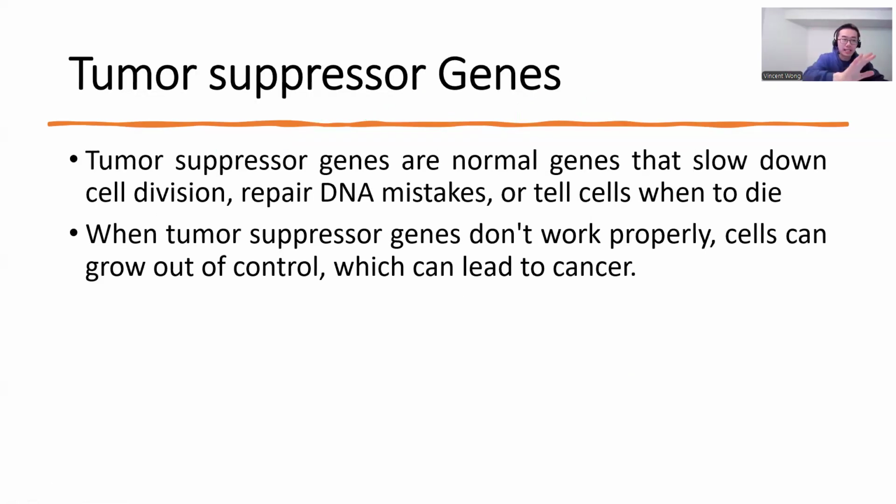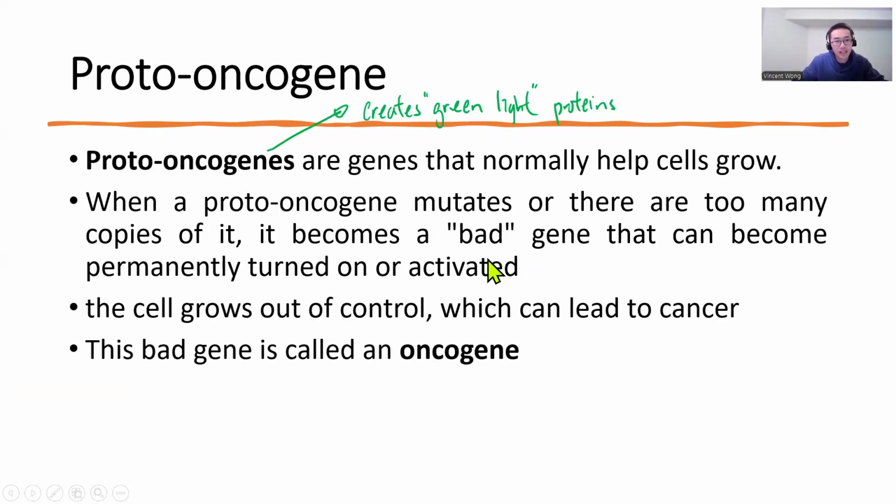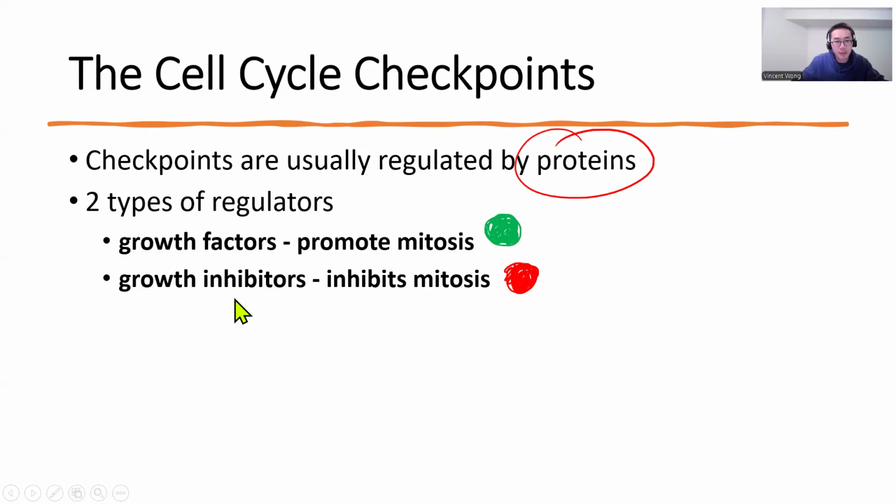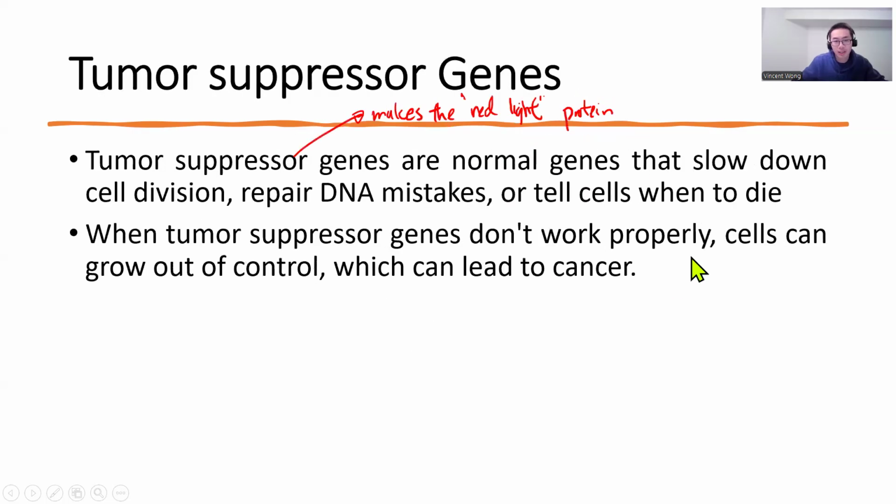Now, the opposite of proto-oncogene is tumor suppressor gene. Okay, so tumor suppressor genes are genes that make the red light protein. Okay, red light protein. Now, again, they're not really called red light protein. They are called growth inhibitors, right? Okay, but I'm calling them red light proteins to help you understand, visualize what's going on.